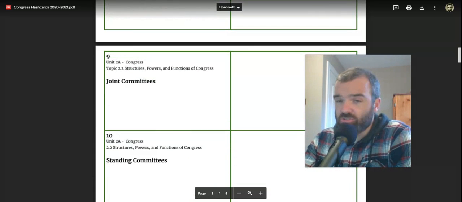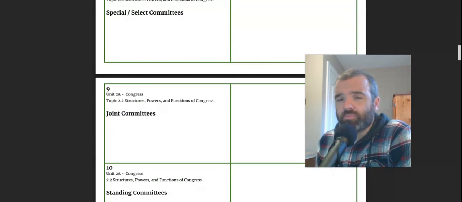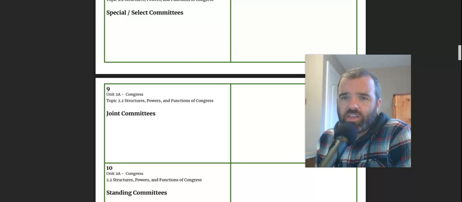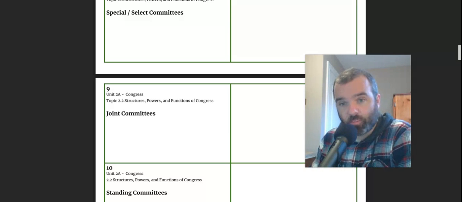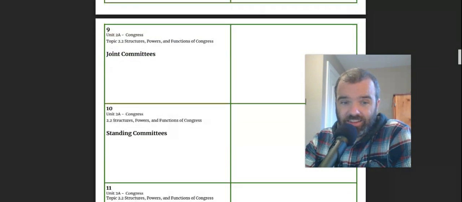Now, a special committee can be a joint committee as well. And a joint committee is one that has members of both houses of Congress. Standing committees in both the House and the Senate typically have members of only one chamber, so there's a House standing committee, and then you have a separate standing committee in the Senate. But a joint committee, which could be a special committee, is one that has members from both the House and the Senate in it.